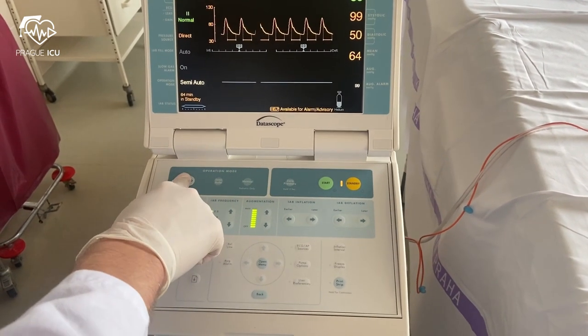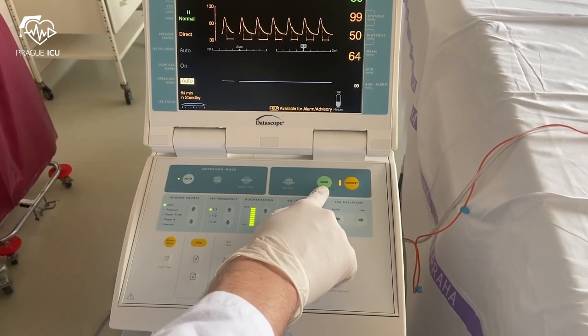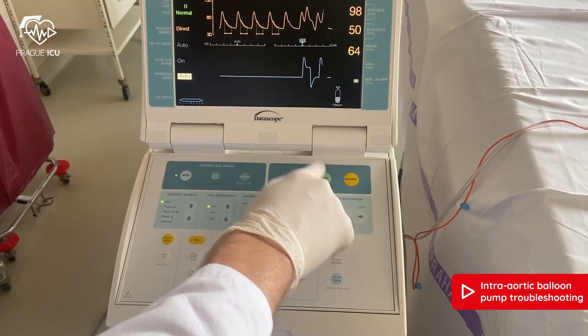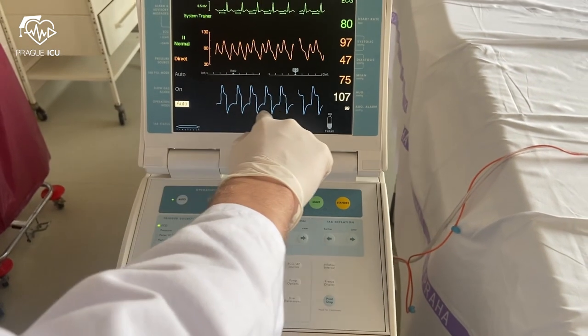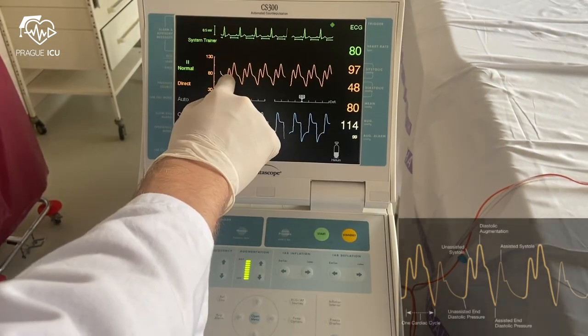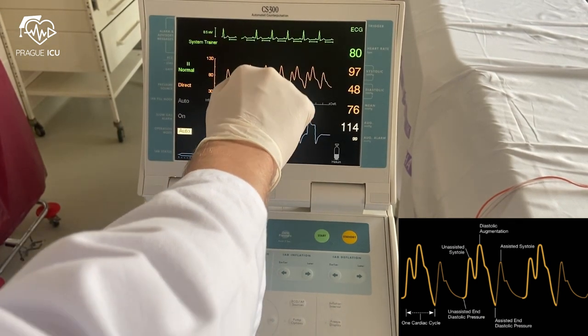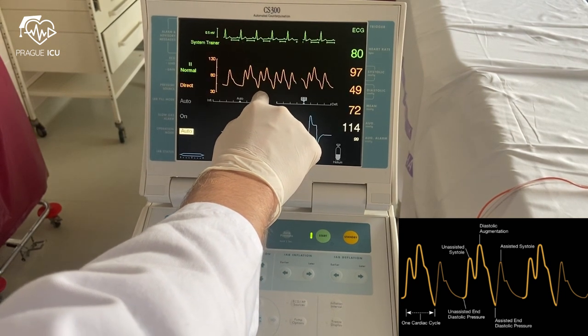When you are ready to commence the therapy, press the start button. Early after that, you can appreciate the balloon pressure waveform. On fiber optic arterial waveform, you can see the diastolic augmentation. Assisted end diastolic pressure is always lower than unassisted.